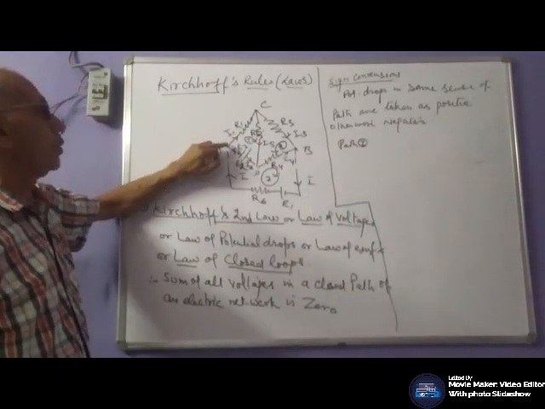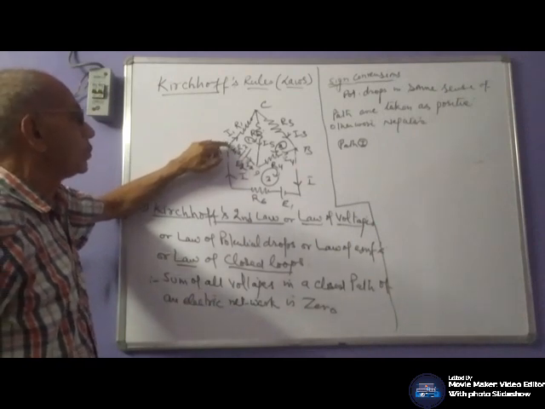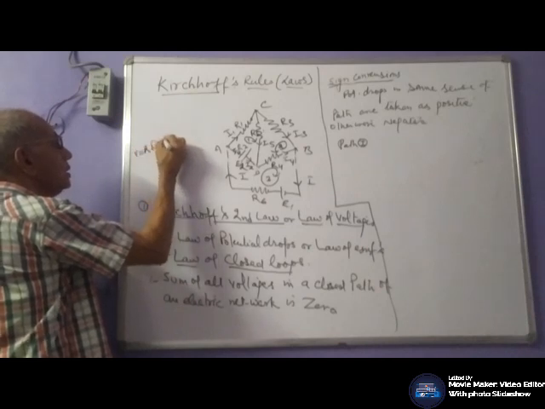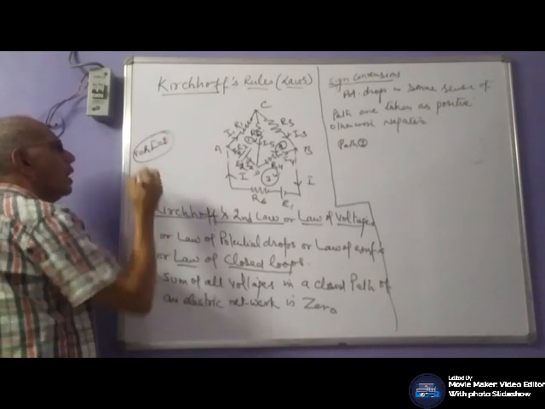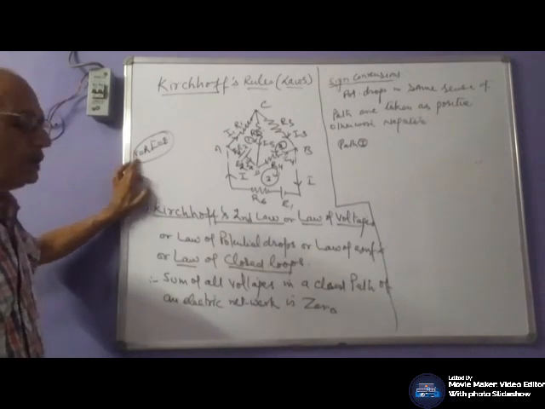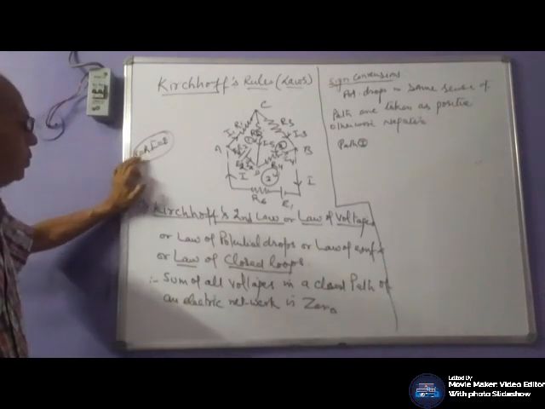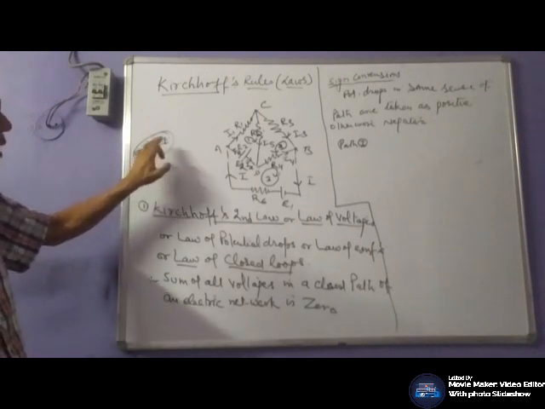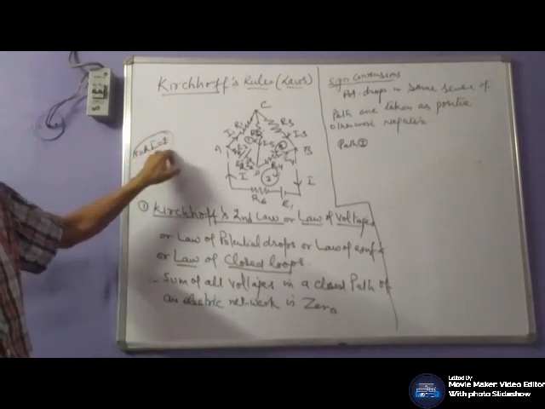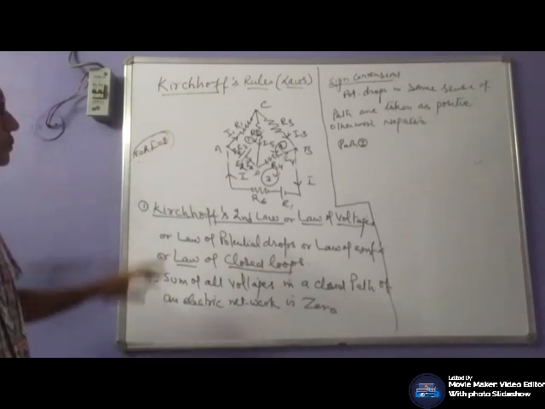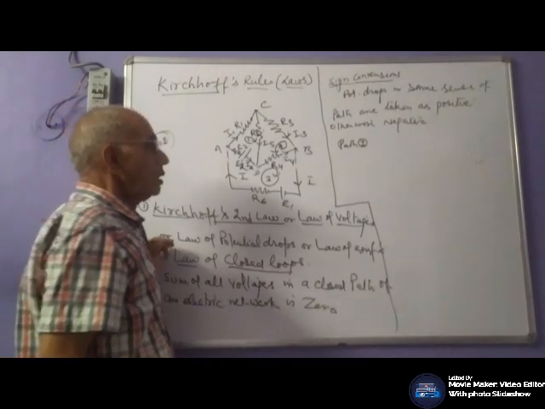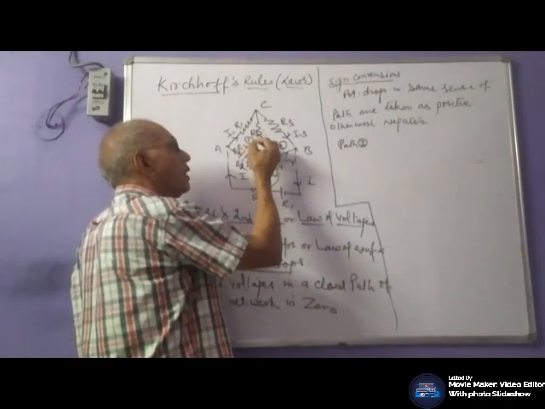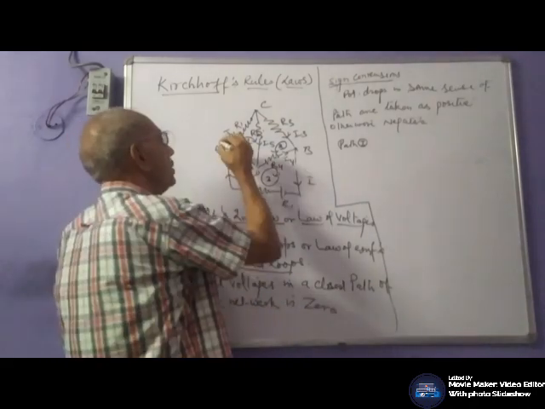What are potential drops? V equals RI, Ohm's law. V will be the potential drop, voltage. RI will be the potential drop, Ohm's law. E is also a potential drop, EMF, voltage, right? You will start clockwise because you have made this path clockwise.